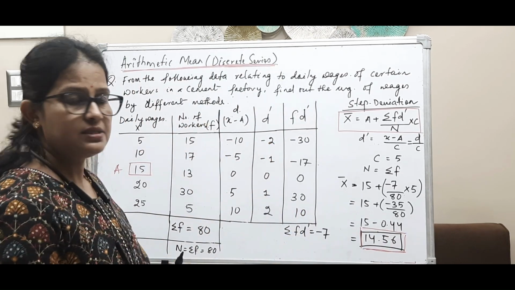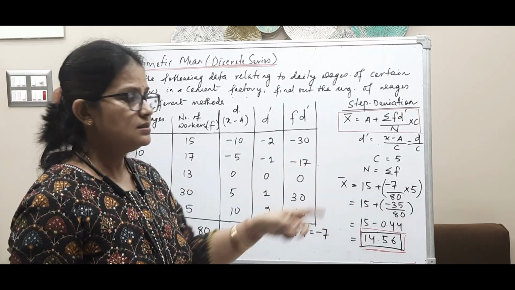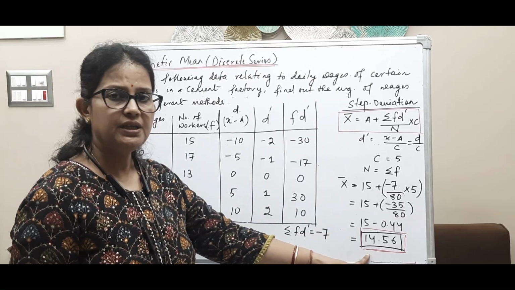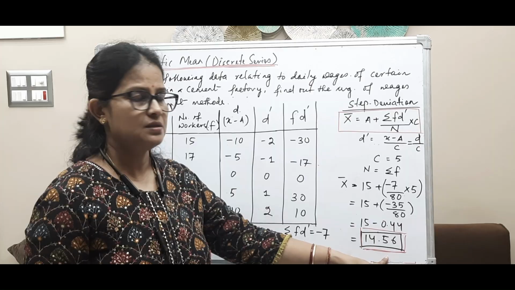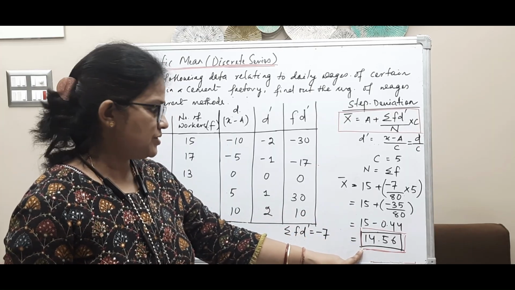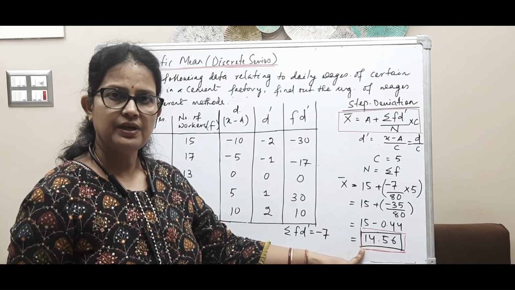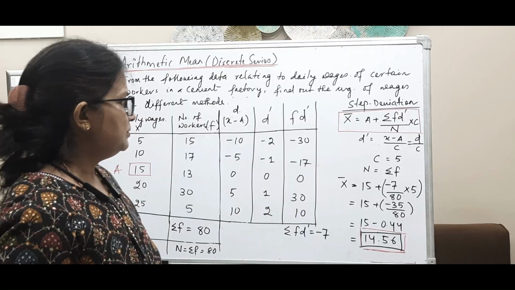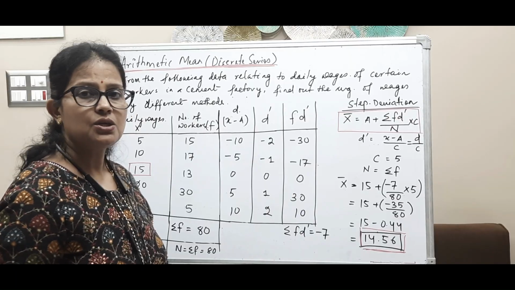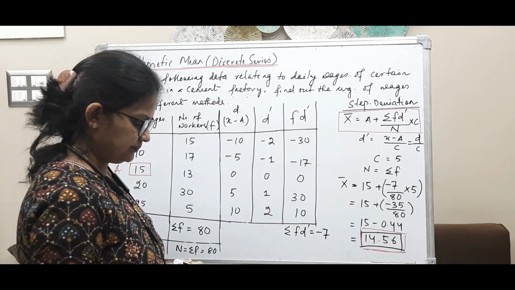In our previous class we also discussed the direct method and shortcut method. In both methods we got our mean as 14.56. Now we can check our answer for the step deviation method, and the answer is 14.56. Now we can move to the next method, called the shortest method. So let us start.